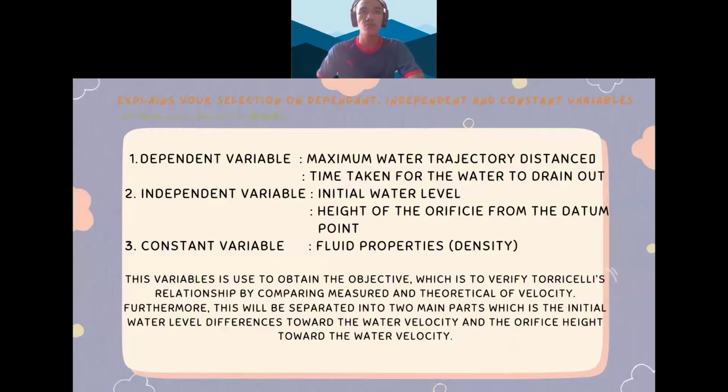For the constant variable is the fluid properties. These variables are used to obtain the objective, which is to verify the Torricelli relationship by comparing the measured and theoretical velocity. Furthermore, this will be separated into two main parts, which is the initial water level difference towards the water velocity and the orifice height towards the water velocity.